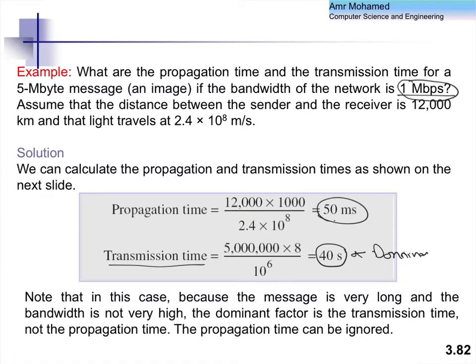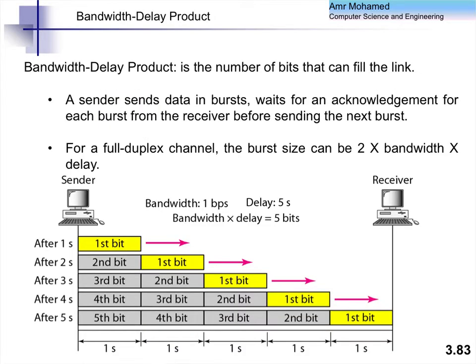Then this one is more dominant, in which case the transmission time becomes more dominant compared to the propagation time, and that's more in the scenario of the LANs, where the bandwidth is low, and usually even the medium is low in terms of distance.